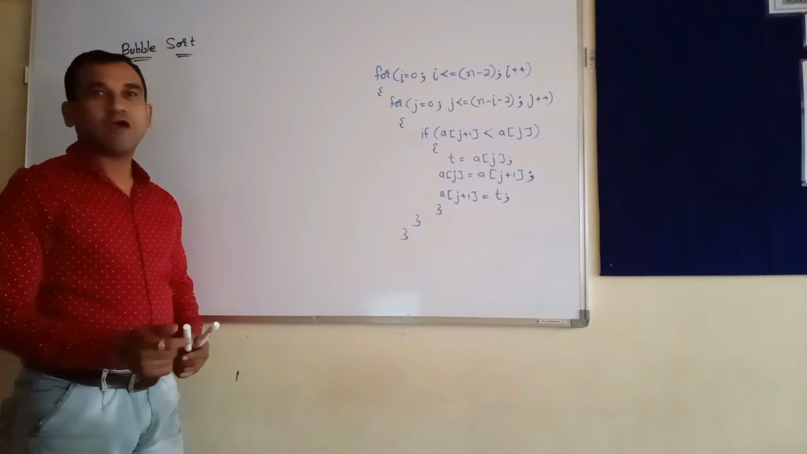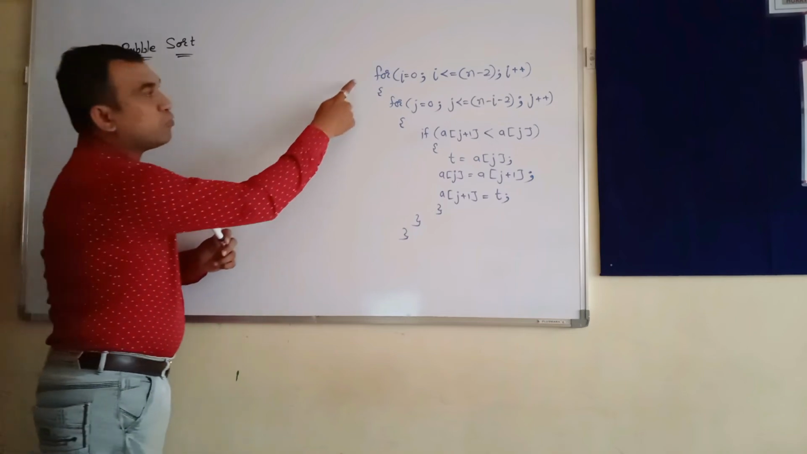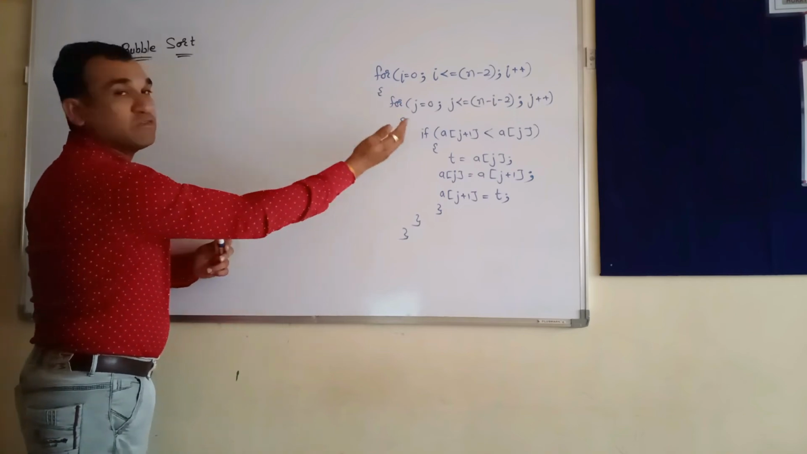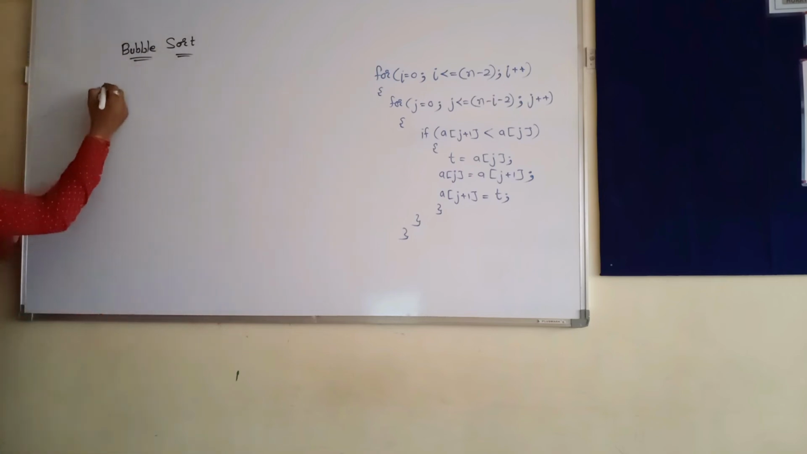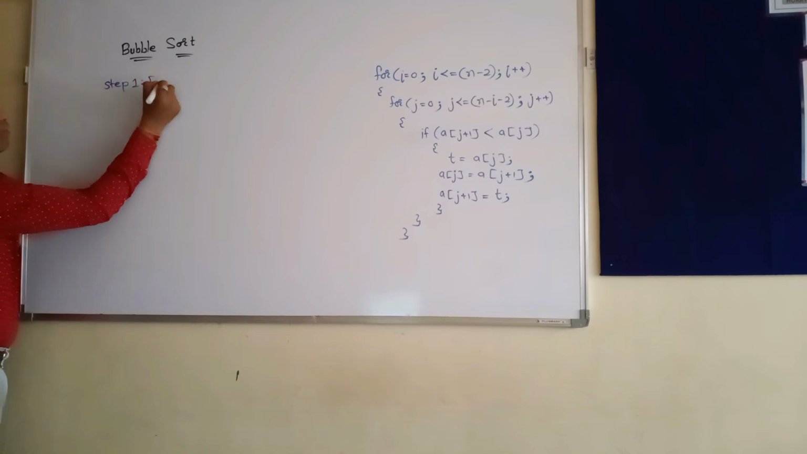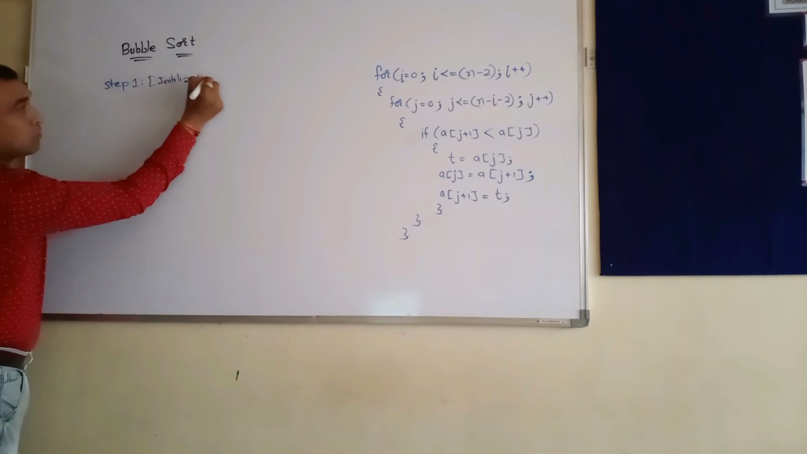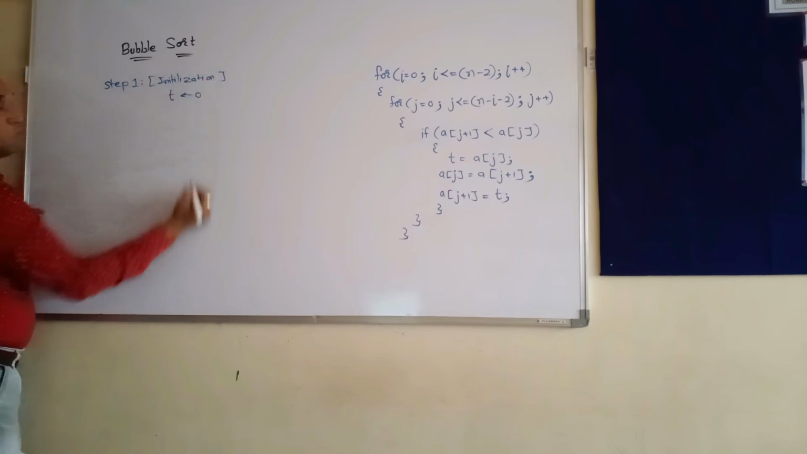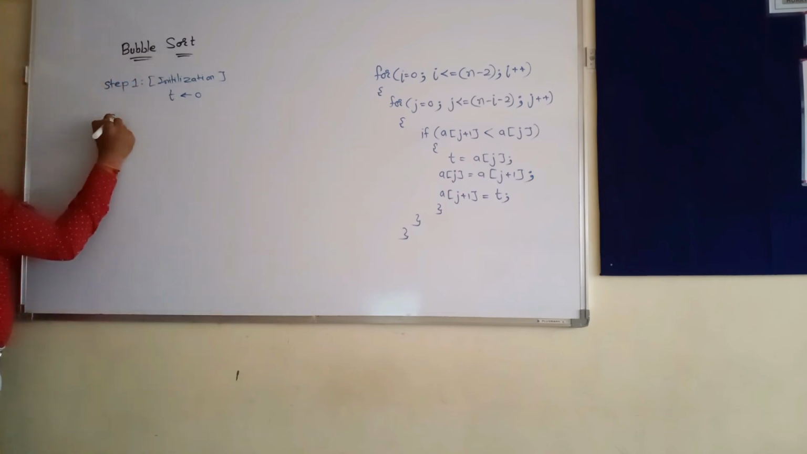Hello friends, now we are going to prepare the algorithm for bubble sort. Up to now we have seen that bubble sort works with this logic, so we are just converting these steps into algorithm steps. Step 1: initialize t is equal to 0. This is a temporary variable that we are going to use in our logic.